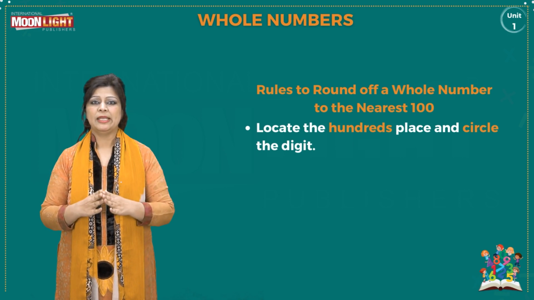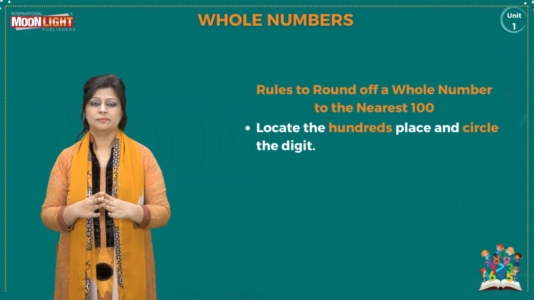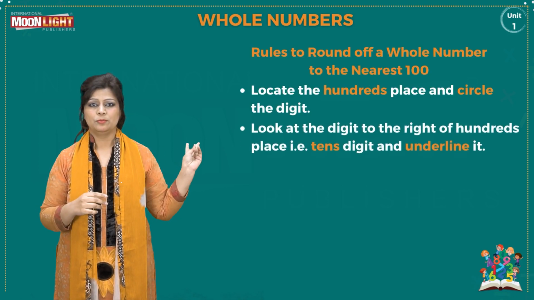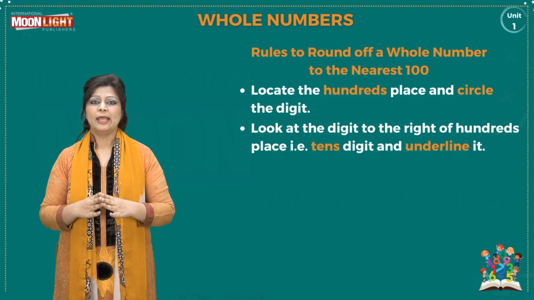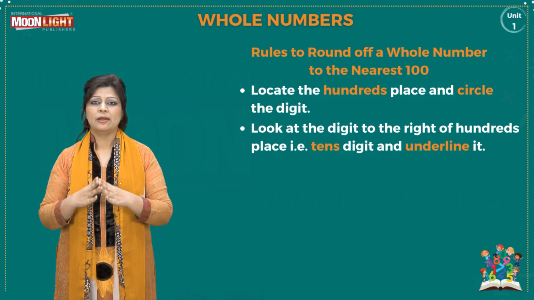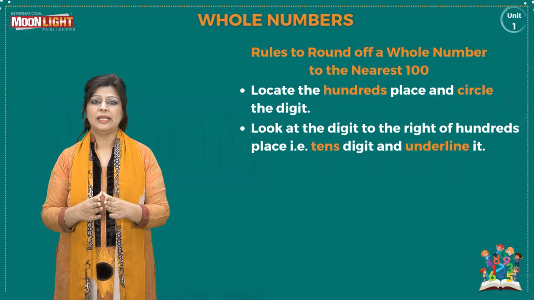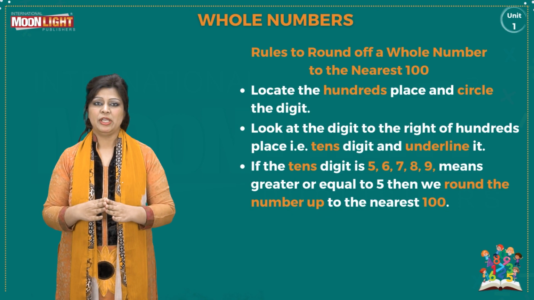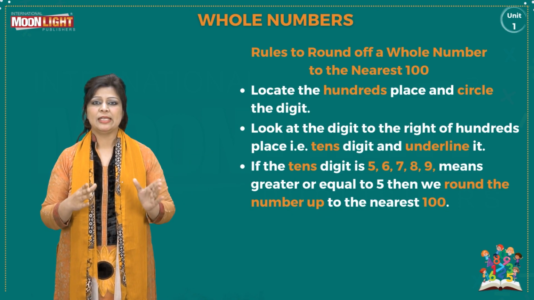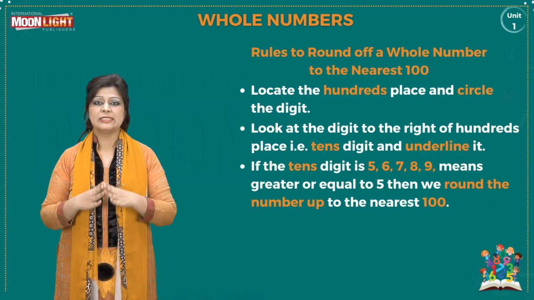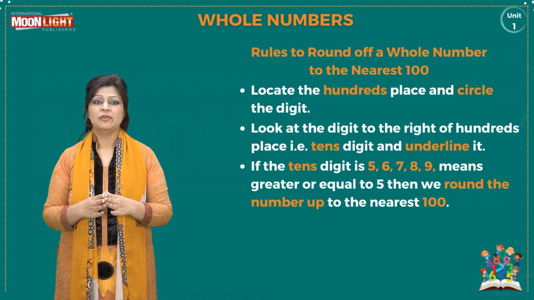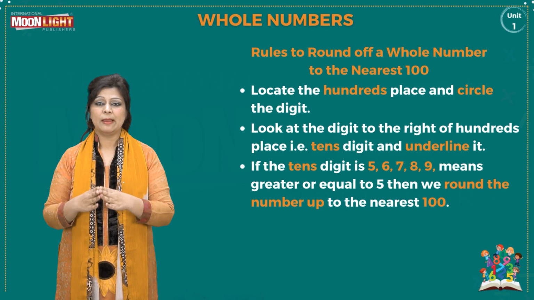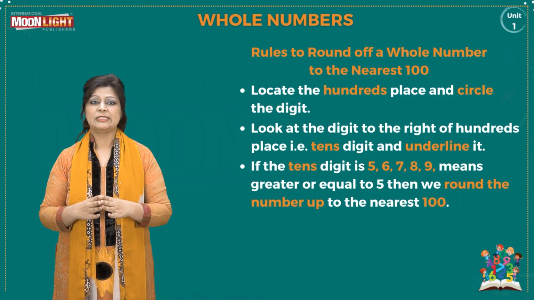Rule number 1. Locate the 100 place and circle the digit. Rule number 2. Underline the digit to the right of the 100 place, that is the 10th digit. Rule number 3. If the 10th digit is 5, 6, 7, 8, 9, meaning greater than or equal to 5, then we are going to round the number up to the nearest 100.